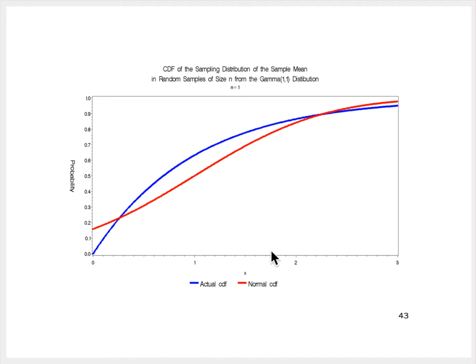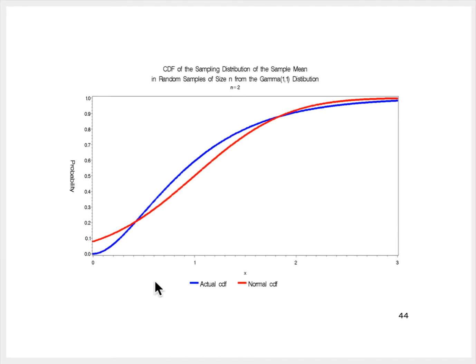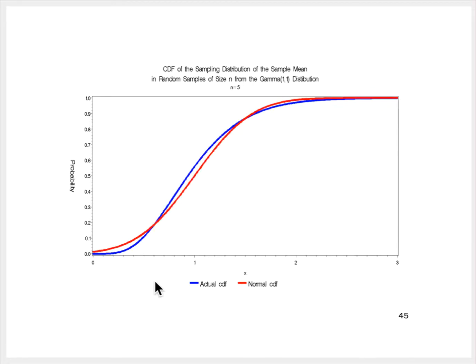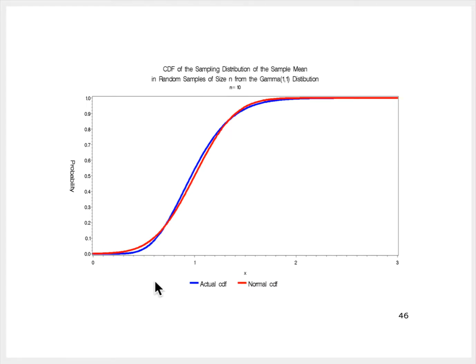And so again, the blue curve is the actual CDF of x bar, and the red curve is the CDF of the corresponding approximating normal distribution. Here, this is for a sample size of 1, and then for a sample size of 2. You're going to see that as we increase the sample size, here we have a sample size of 5, 10, 20, 30, 50, and then 100.